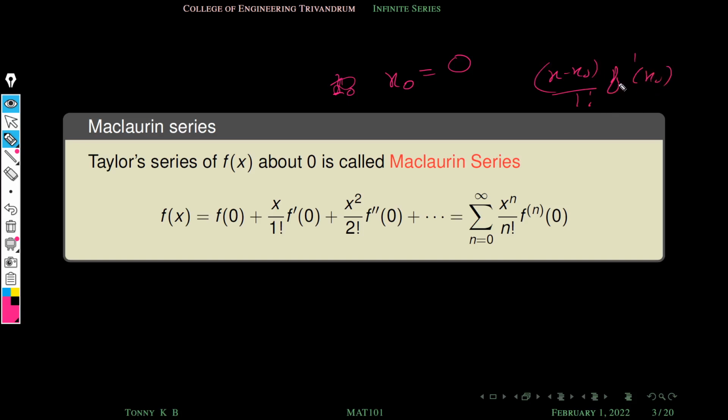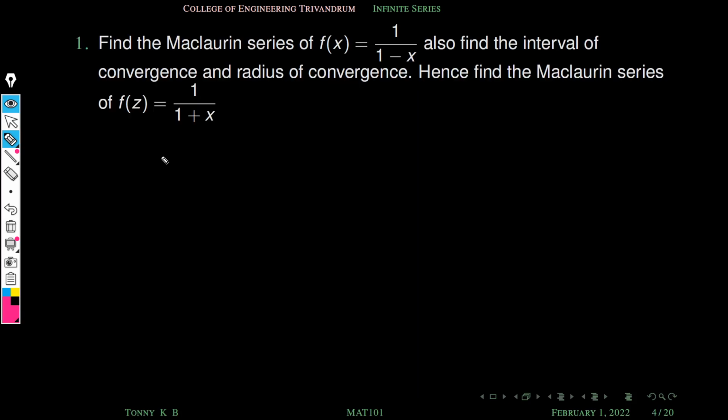So in the case of Maclaurin series, this x naught is 0. So this becomes x by 1 factorial into f dash of 0. Similarly, the third term is x square by 2 factorial into f double dash of 0 plus etc. And this is the compact form of this infinite series: sigma n equal to 0 to infinity x raised to n by n factorial into f^n of 0. So the only difference is that the Maclaurin series is the same as the Taylor series, only x naught is 0. That's all.